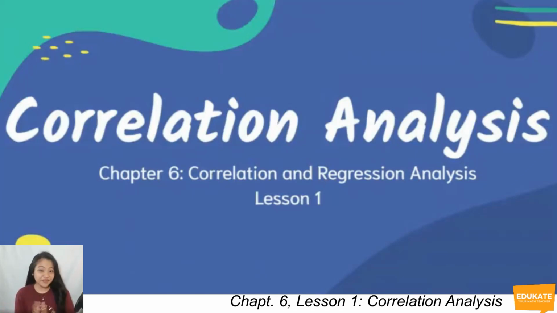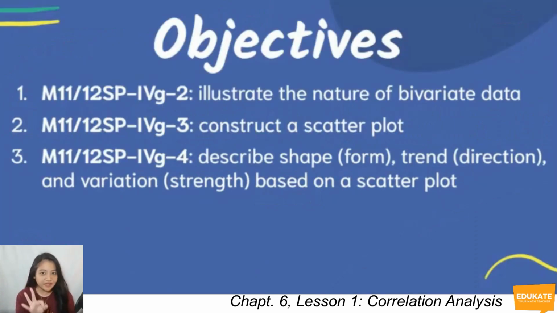So, good day everyone and welcome to another lesson for our statistics and probability class. Our lesson for today is correlation analysis. This is the introduction to correlation analysis. Our chapter 6 is correlation and regression analysis. We have three main objectives, and that is to illustrate the nature of bivariate data, construct a scatter plot, and then to describe the shape, the trend, and variation based on a scatter plot.